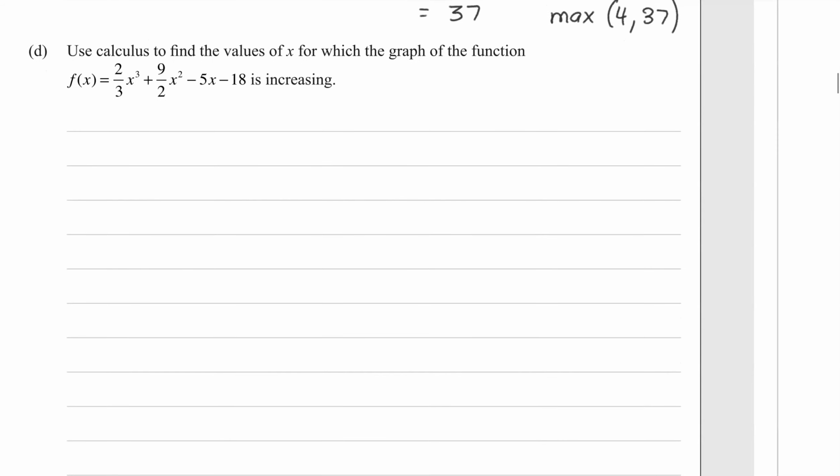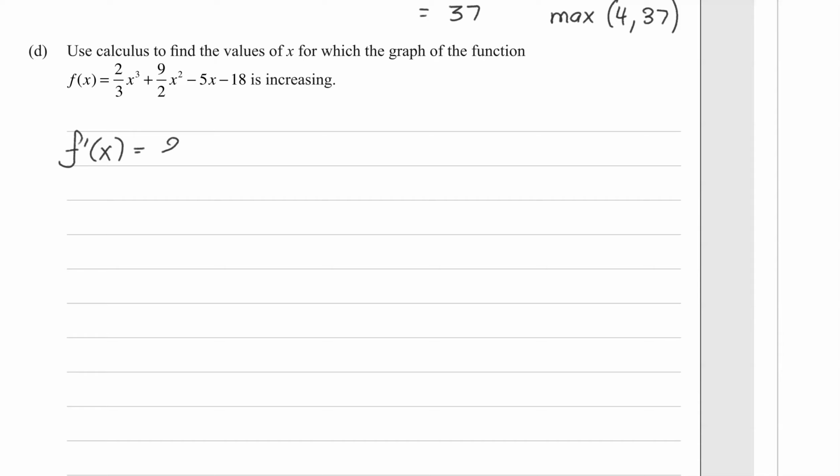Alright, so we're going to use calculus to find the values of x for which the graph of the function is increasing. So we want to find out where it's increasing. So the first things first, if we're trying to find out where the function is increasing, it's good to find out where the turning points are. So we'll find out our turning points. So we'll differentiate the function.